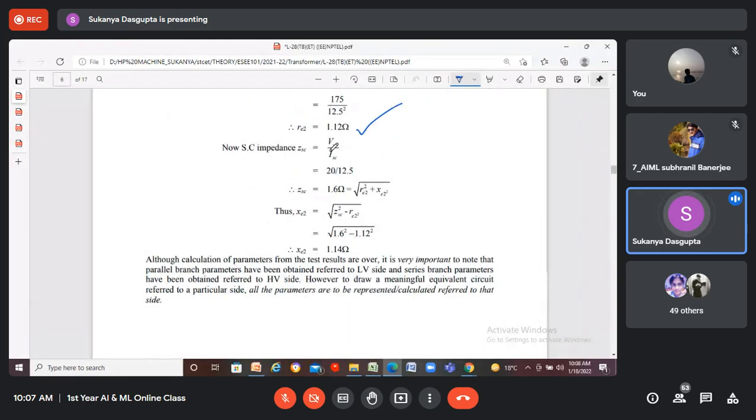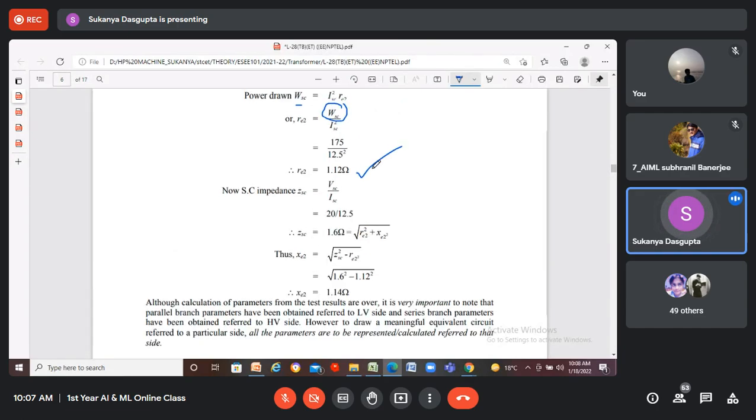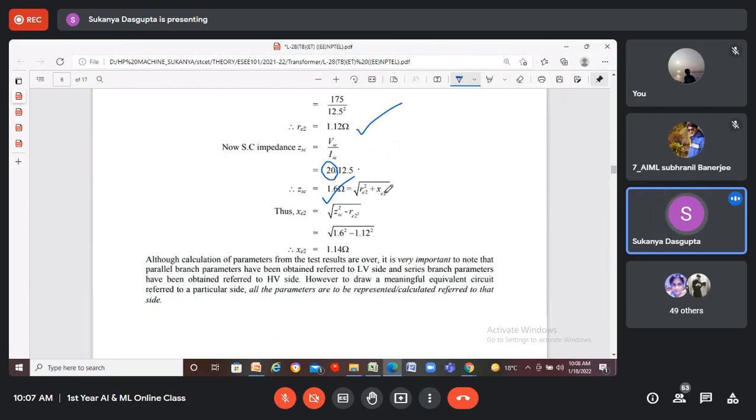And similarly, the impedance VSC by ISC is 20 by 12.5. This data will be given in the problem. So VSC by ISC, that is ZSC, is 1.6 ohm, and it is equal to the square root of resistance squared plus reactance squared. So XE2 can be calculated using this formula, which equals 1.14 ohm.